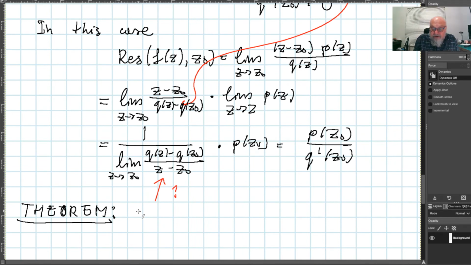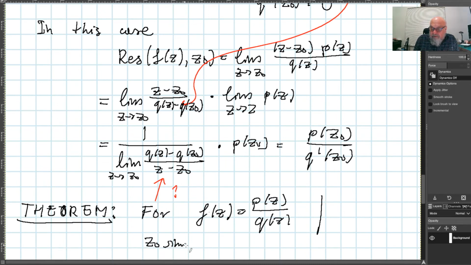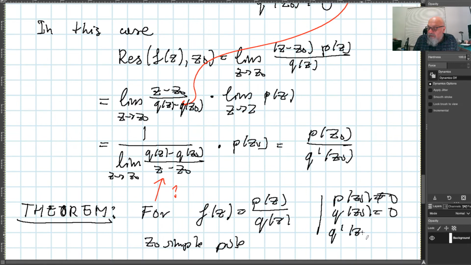And we have here, for f of z equals p of z divided by q of z, with this condition. So this is a simple pole, z0 a simple pole. That means p of z0 is different than 0, q of z0 is equal to 0, but q prime of z0 is not equal to 0.